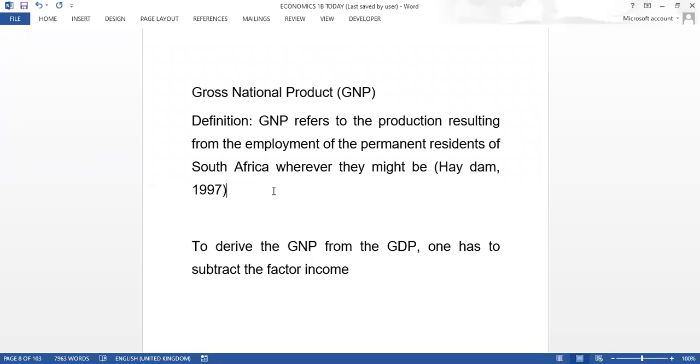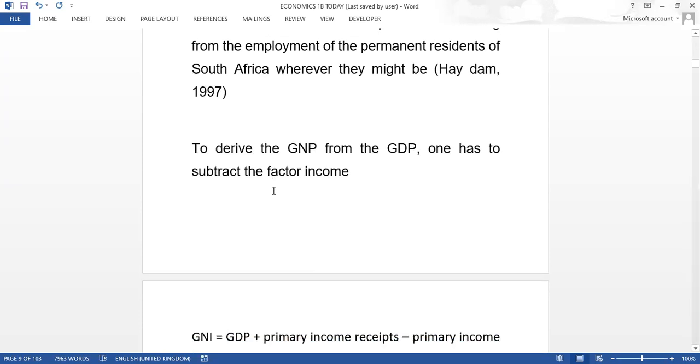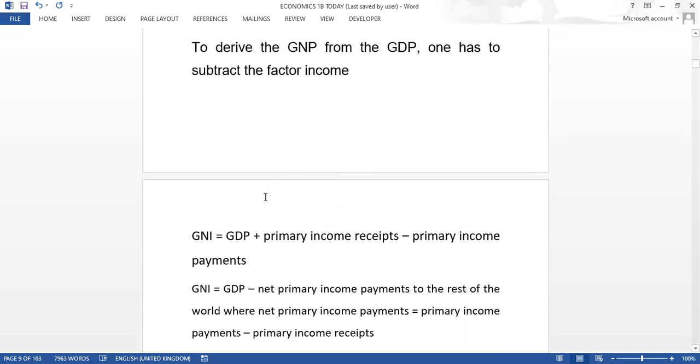And for us to be able to derive gross national product, we use gross domestic product as our starting point. And to gross domestic product, we add primary income receipts minus primary income payments. So I'm going to explain what primary income receipts and primary income payments are. So with gross national product or gross national income, which is the same thing, we are trying to look at how much the permanent residents of a nation have been producing or have been contributing in general in terms of their productivity, regardless of their geographical location.